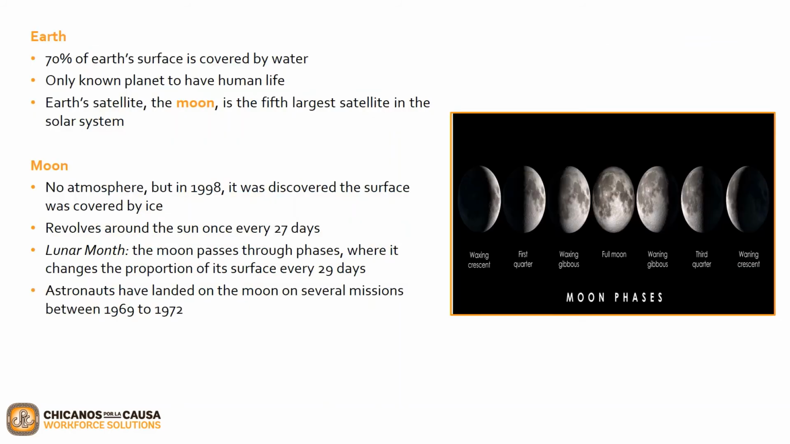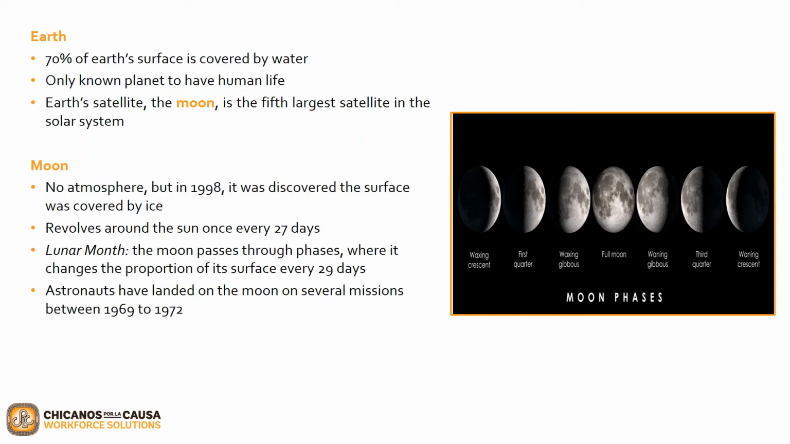Let's learn more about our planet, Earth, since we are living on it. About 70% of Earth's surface is covered by water. It is also the only planet in the solar system where life exists that we know of. Earth's satellite, the moon, is the 5th largest in the solar system.